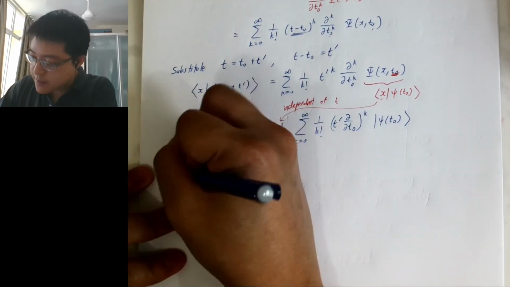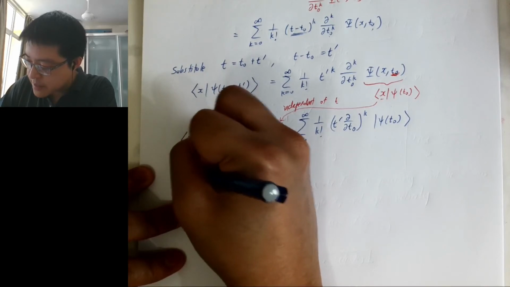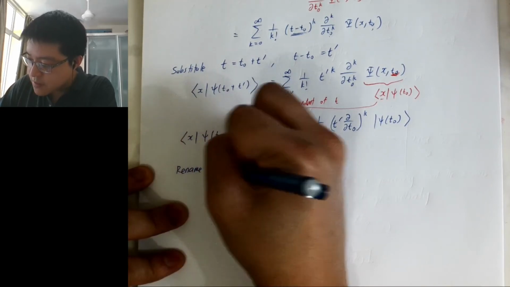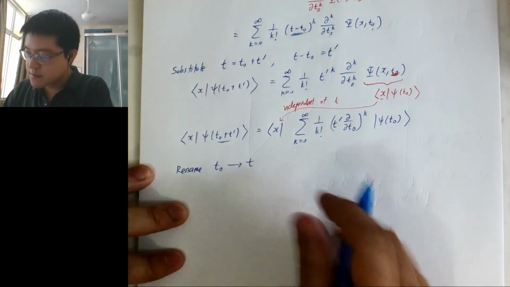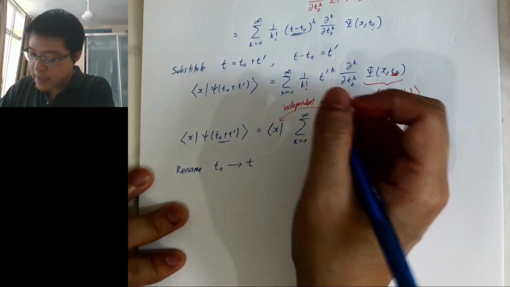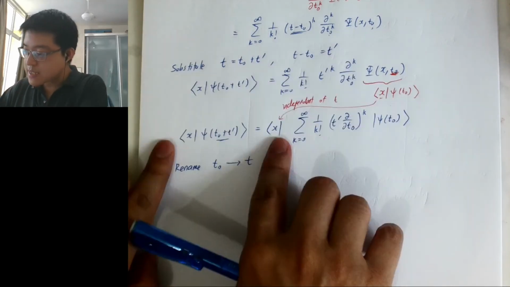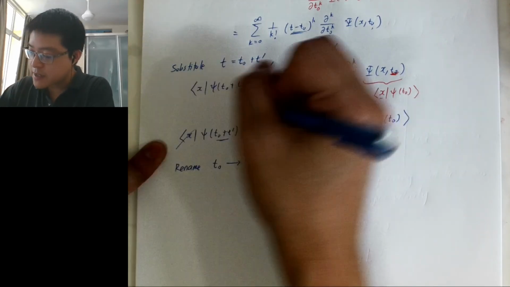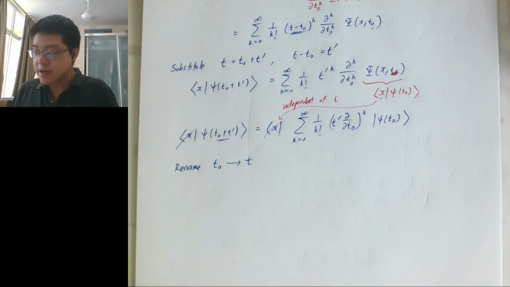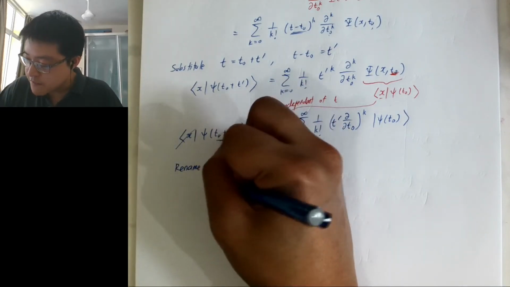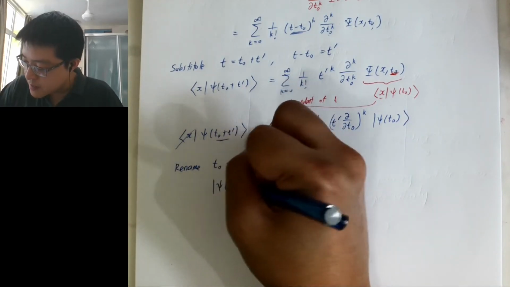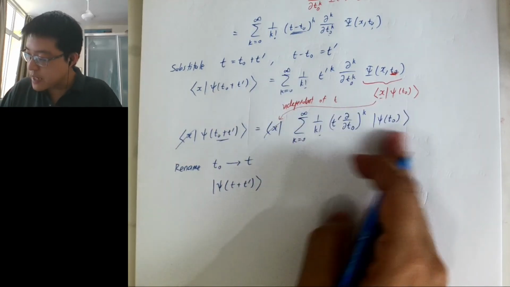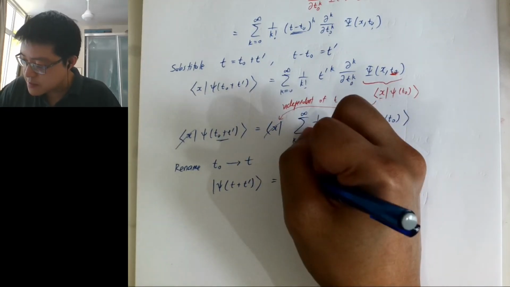Okay, in fact, let me just change this. Let me rename a dummy variable. So the t0, let's just rename this as t, right? It's just a renaming. And in fact, both sides are arbitrary x ket. So the x bar, I just remove this. So I'm just left with t plus t prime. And then I rename t naught to t, so I just remove the subscript 0.